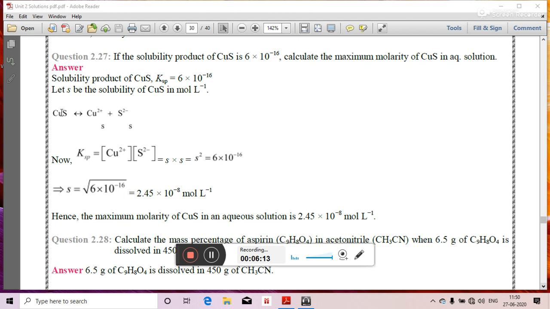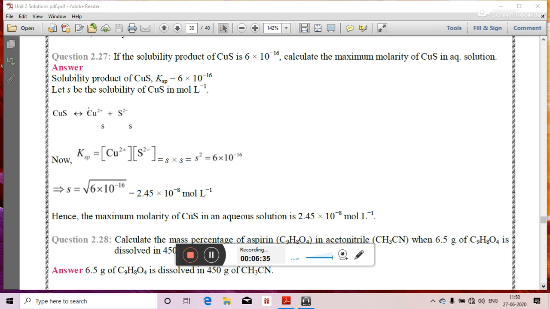Now when CuS undergoes dissolution, it will form Cu2 plus ions and S raised to 2 minus ions. So here we will see that both are having same number of moles, so both are having same solubility. So Cu2 plus will be having concentration S and S raised to 2 minus is also having the concentration S.